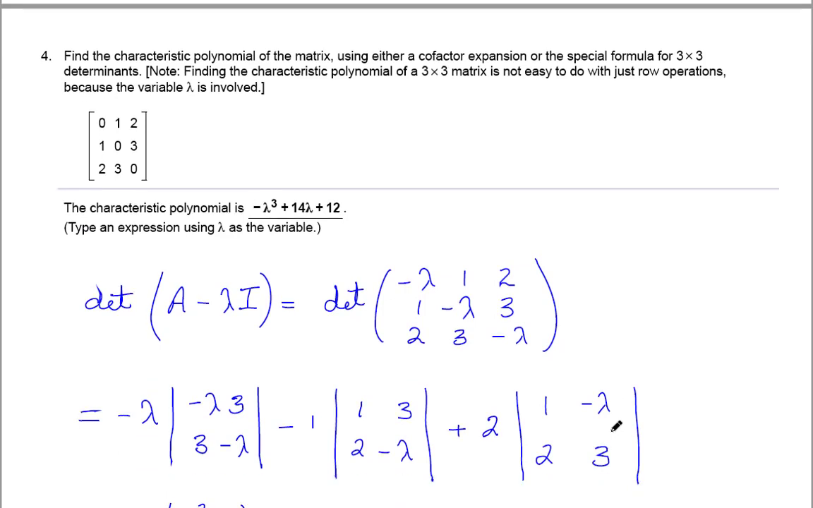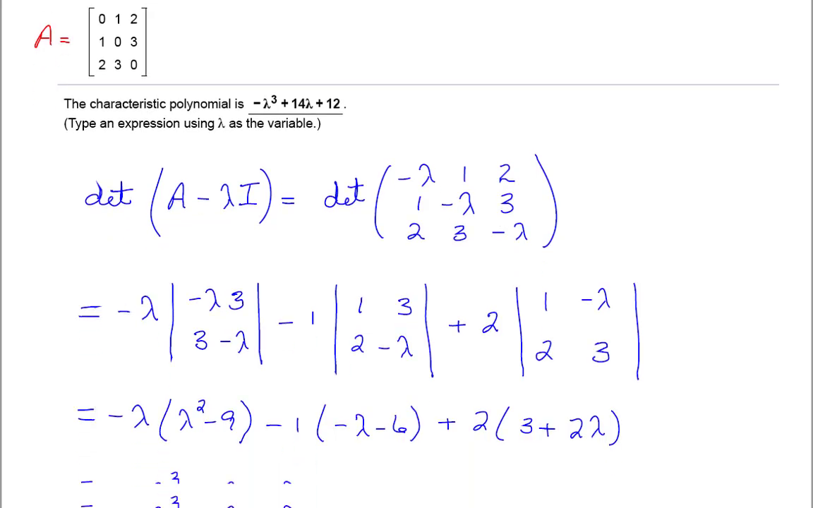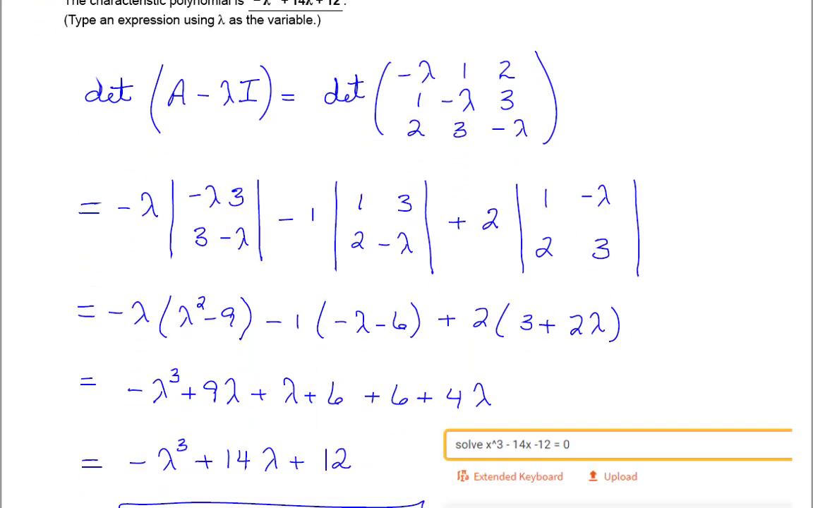And finally, in question 4, here is our matrix A. I form the determinant of A minus lambda I. So it's a 3 by 3 determinant. There's no real easy way to pick a row or column to expand by. So I'm going to pick to expand by just the top row.